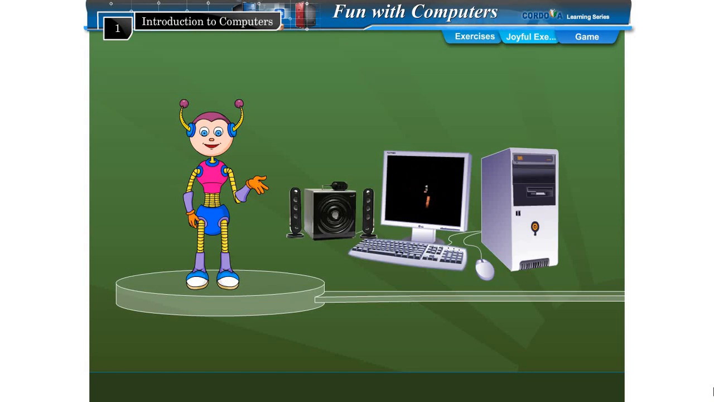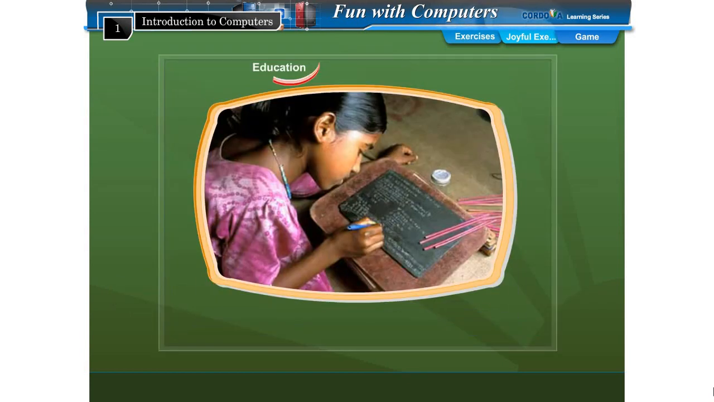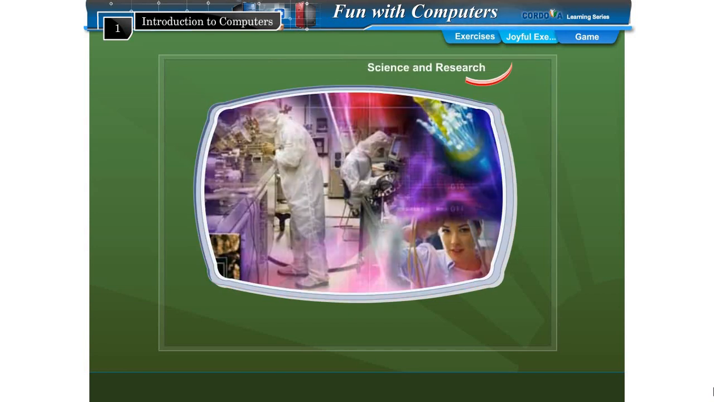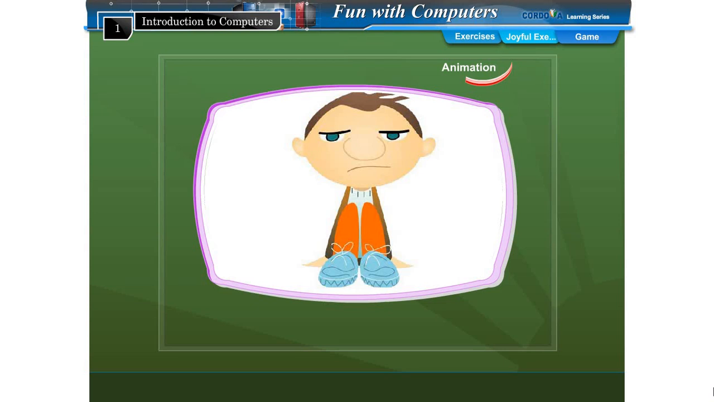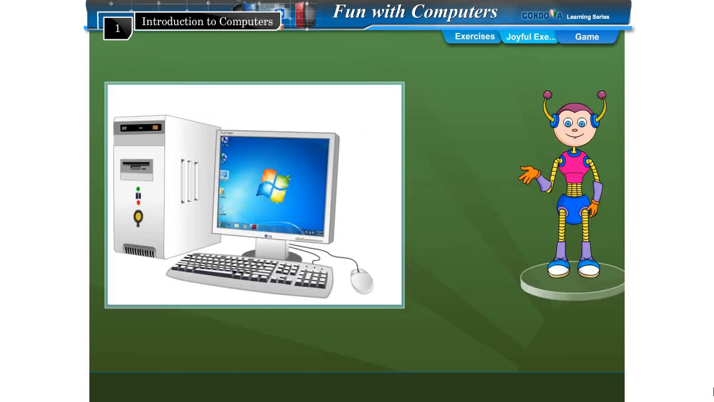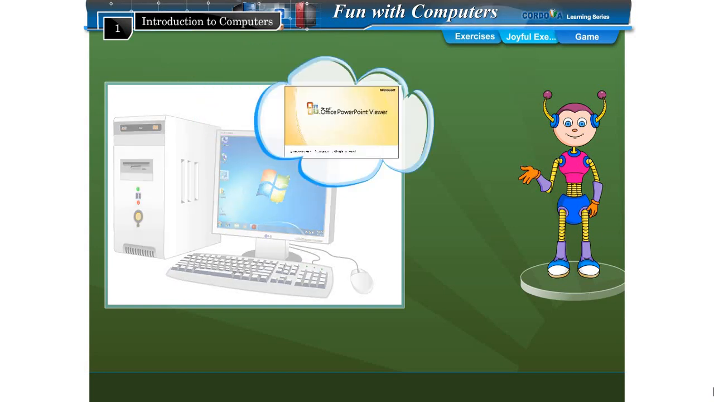It is used to solve problems related to almost every field, such as education, home, medicine, science and research, animation and publishing. A computer system has two main parts: hardware and software.